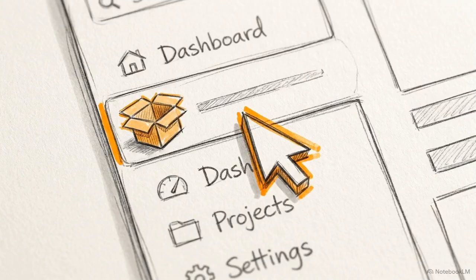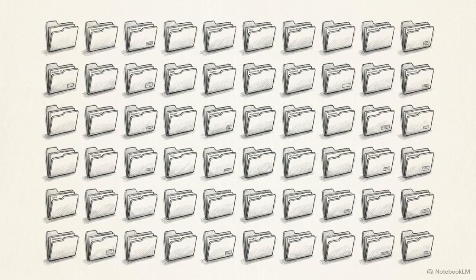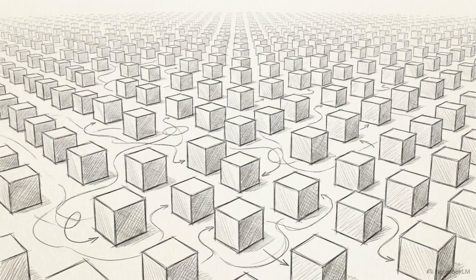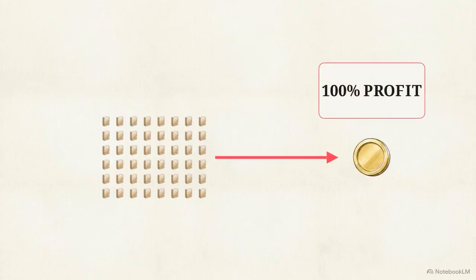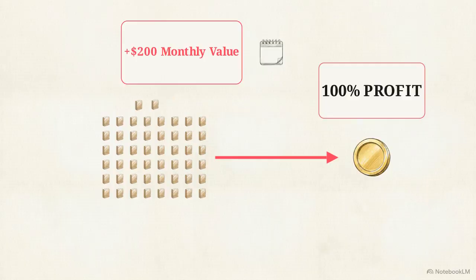Now that we are in, navigate to the left sidebar and click on the Products tab. This is where your digital inventory lives. You will see a library of over 700 private label rights, or PLR, products. PLR means you hold the license to resell these items directly to consumers, keeping 100% of the commission. Every month, the system deposits $200 of fresh content into this folder for you to claim.